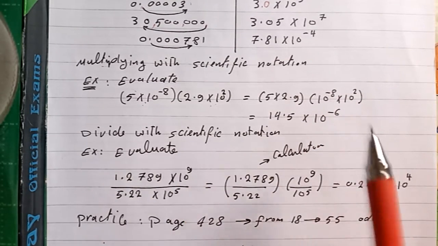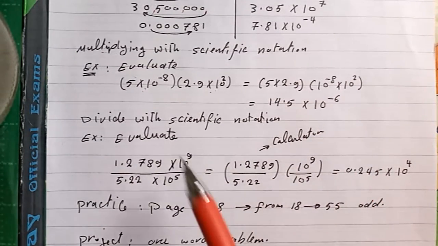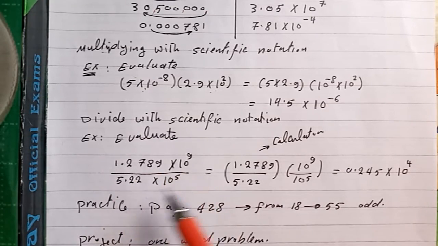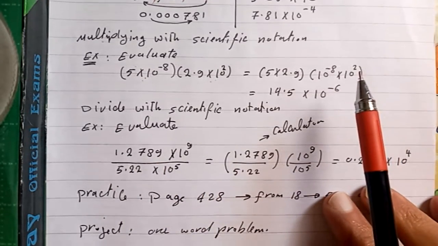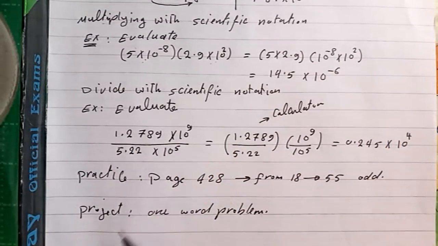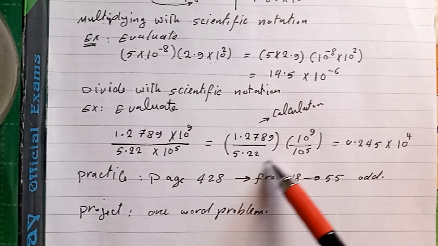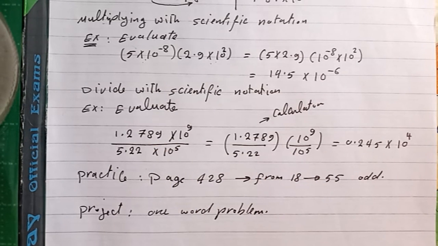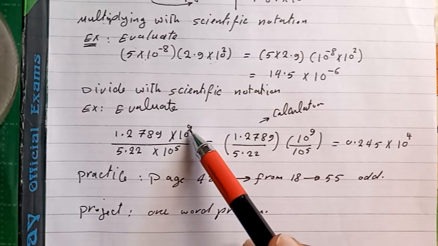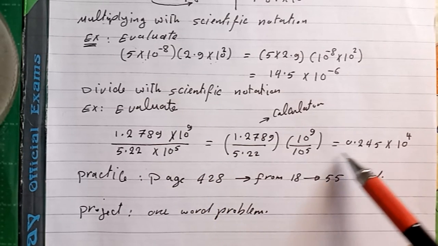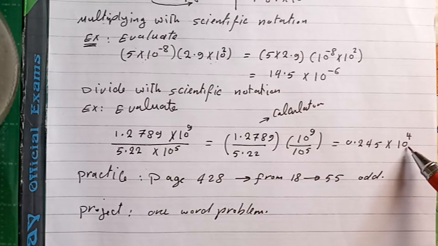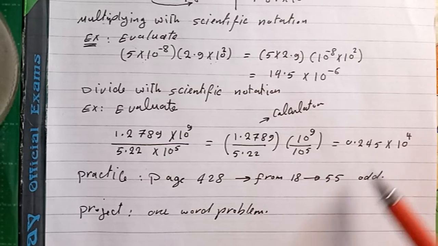Divide with scientific notation. Two numbers written in scientific notation, I want to divide them. First take these two numbers and divide them, and then divide 10 power 5 divided by 10 power 5, it will be 10 power 4, and keep it as it is.